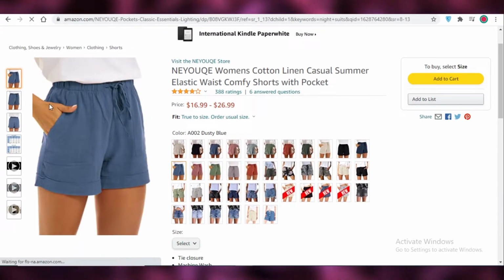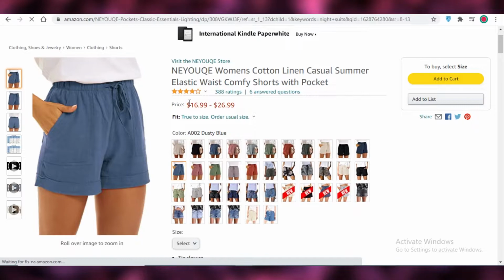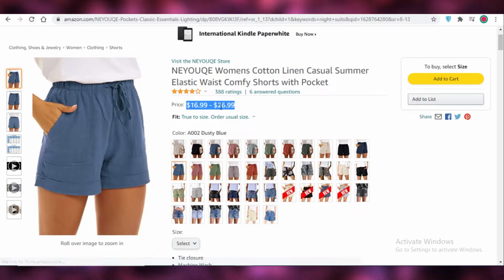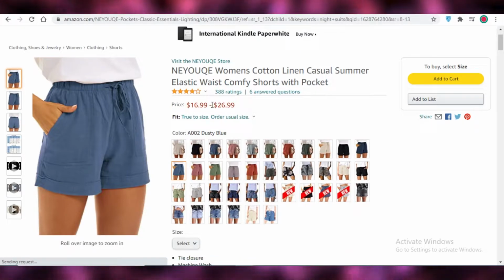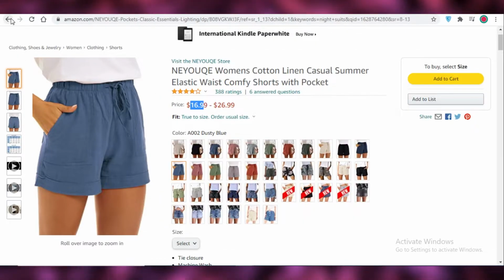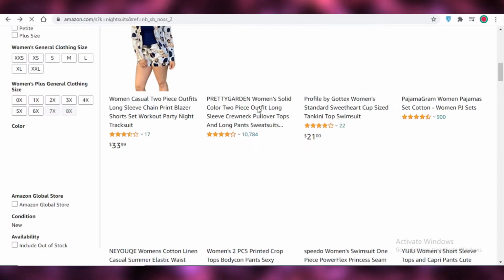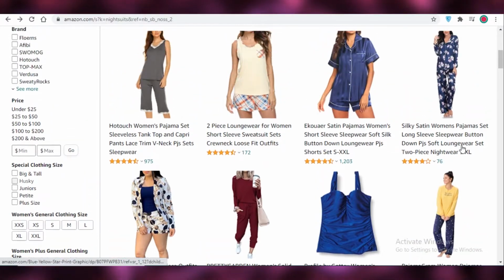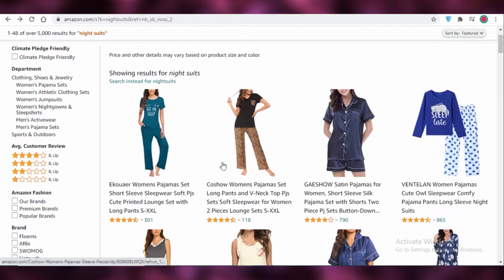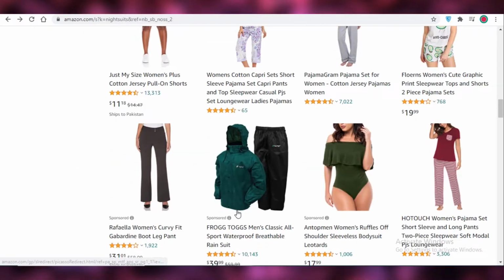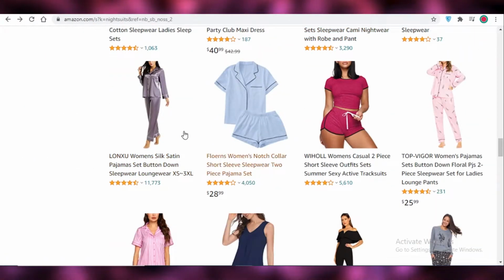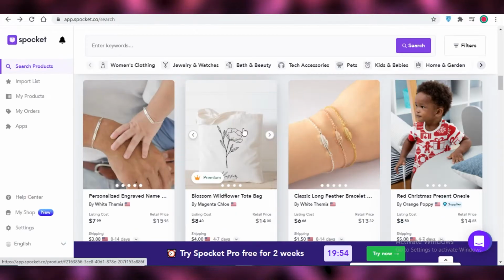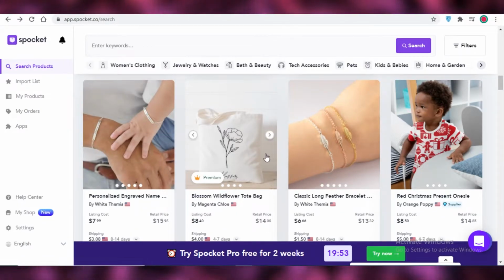So if I'm selling shorts like these, I want to make sure that I price them under $25, and their price should probably start around $14 just to beat out my competitor. Because if you're selling at a higher price, no one's going to buy your products and you won't have any organic sales. And that is very important. So price matching is something you must do. And make sure you take a good look at what kind of listings are already available on Amazon before you go on to Spocket and buy the merchandise.